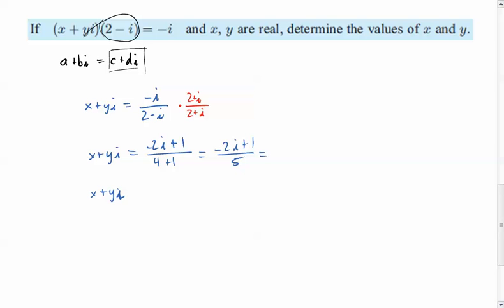We simplify, so therefore we have x plus yi. No, sorry, that's not a subscript. It's just yi. It sounds like SpongeBob.